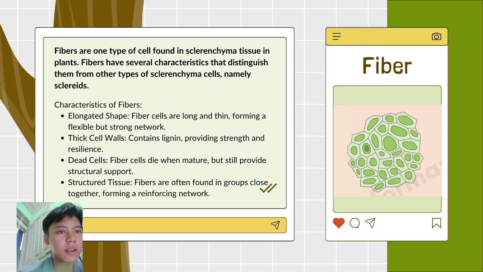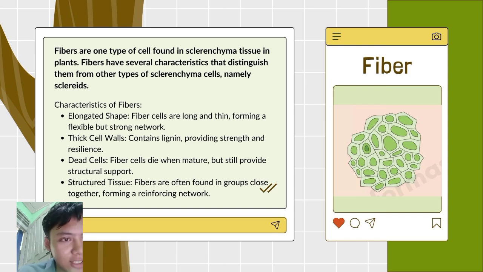Next is fiber. Fibers are one type of cell found in sclerenchyma tissue in plants. Fibers have several characteristics that distinguish them from other types of sclerenchyma cells, namely sclereids. Characteristics of fibers. One, elongated shape. Fiber cells are long and thin, forming a flexible but strong tissue network.